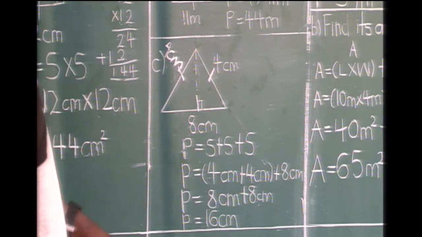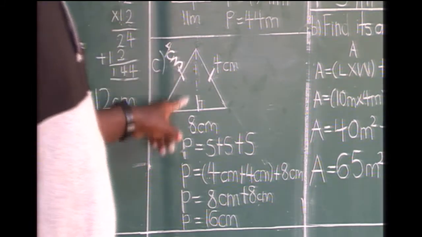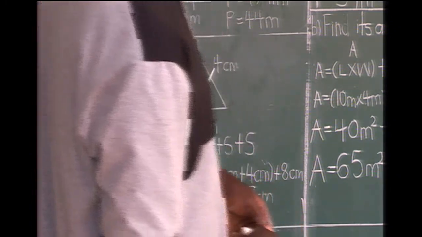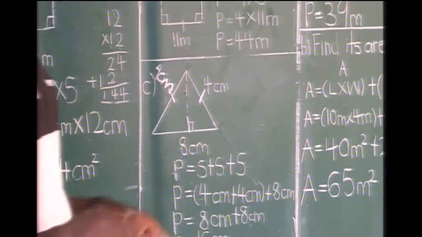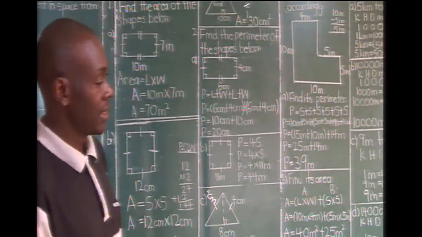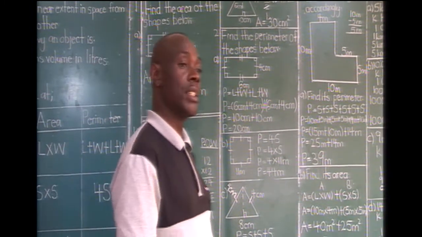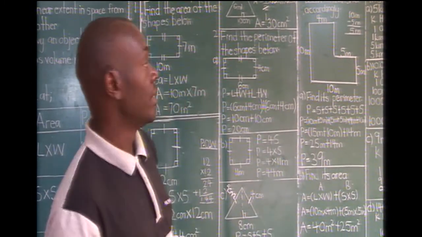In so doing, we have learned how to find the distance around the three shapes in question today. That's a rectangle, a square, and a triangle. We are still talking about length. Whenever you hear somebody talking about meters, centimeters, kilometers, just know one is talking about length.